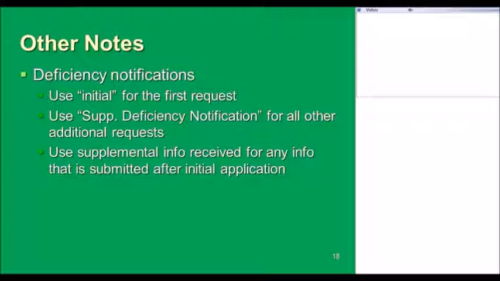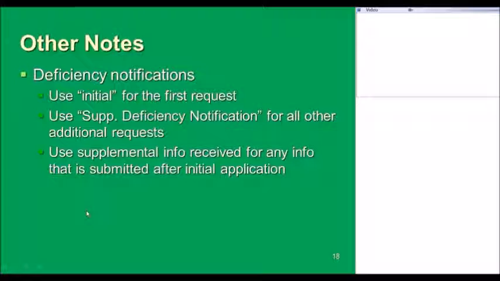So the idea here is we'd be able to track how many applications end up needing additional information after their first submittal. After that, you just use the supplemental deficiency notification task. You could use it once, you could use it 5 times, meaning in total you had to contact the discharger 6 times to get the information that you needed.